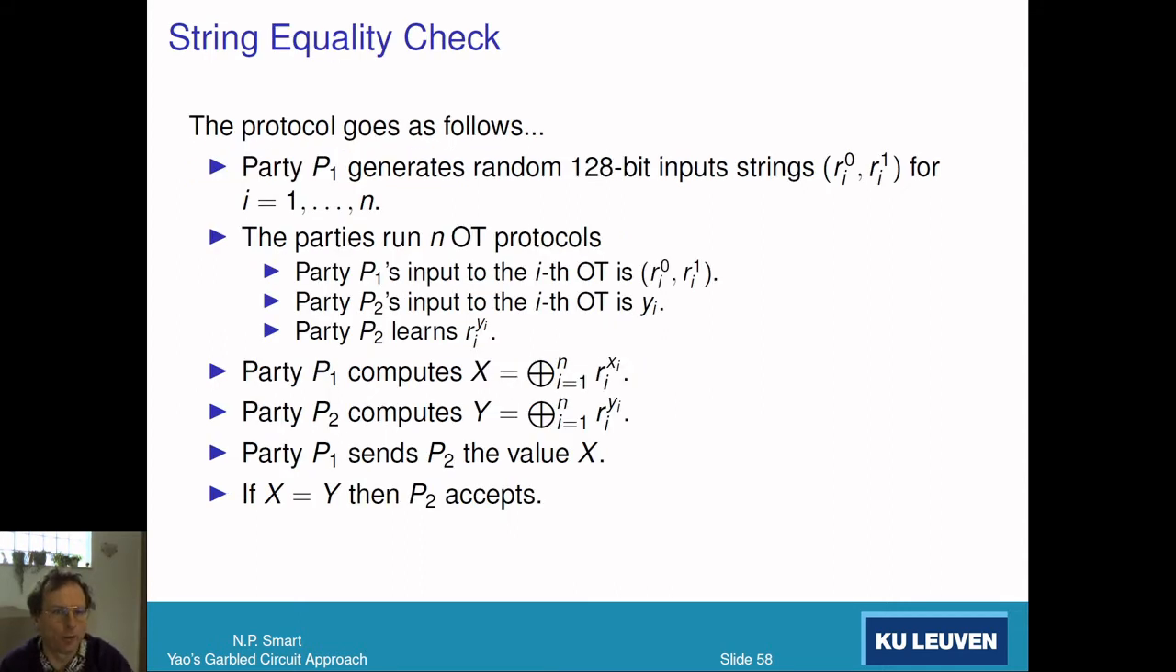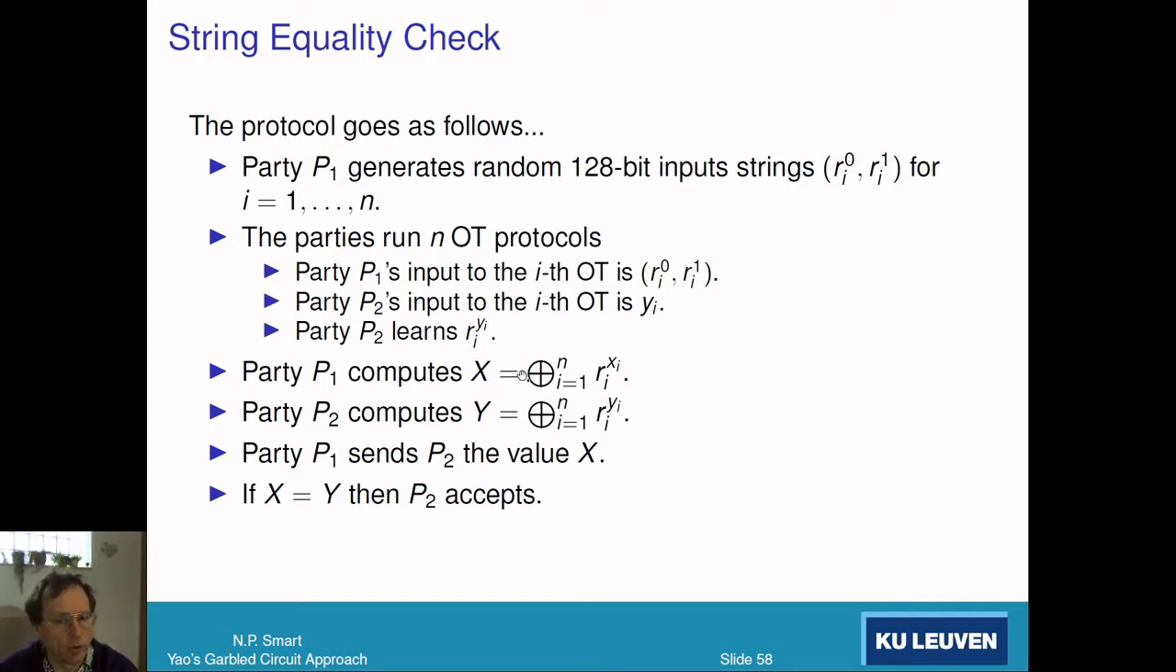Okay, so the protocol goes as follows. P1 is going to generate 128-bit strings corresponding to each of the bits he wants to compare. Now we're going to run n OT protocols to compare these n-bit strings. Party 1's input to the ith OT is these two strings. Party 2's input is his bit. So what happens is party 2 learns Ri to the Yi for his bits.